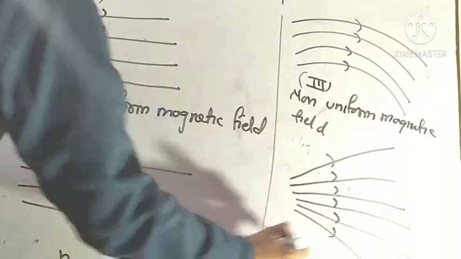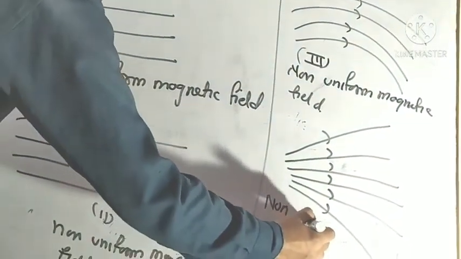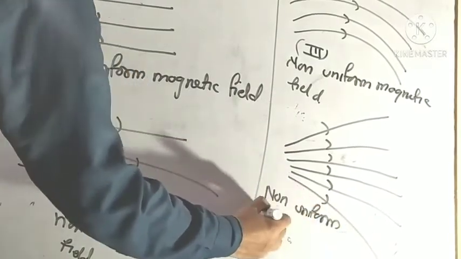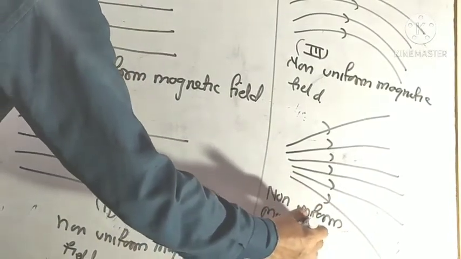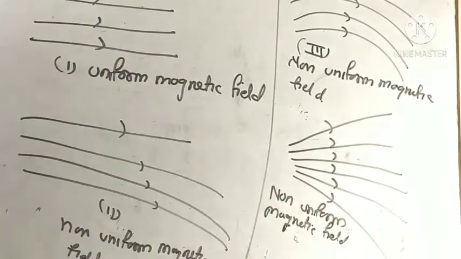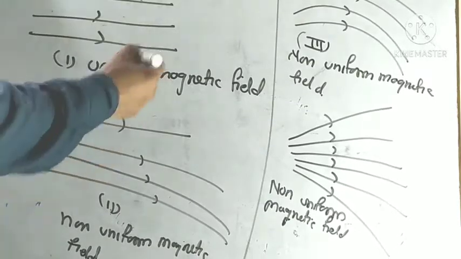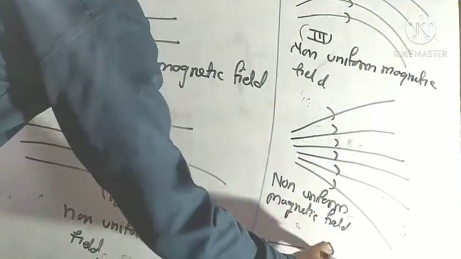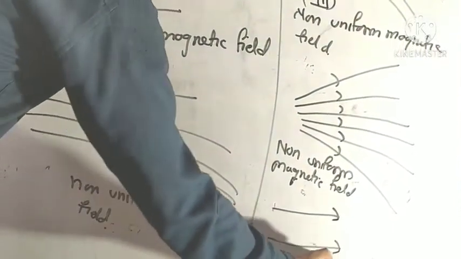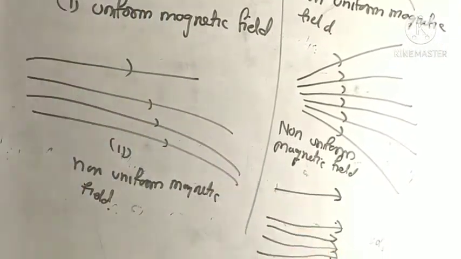And this also represents a non-uniform magnetic field. And this also represents a non-uniform magnetic field.